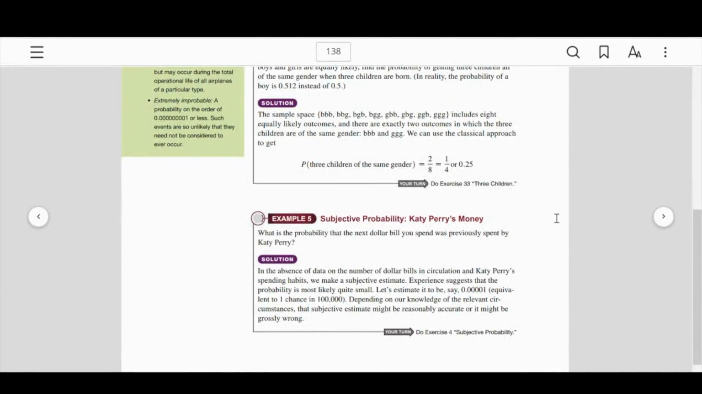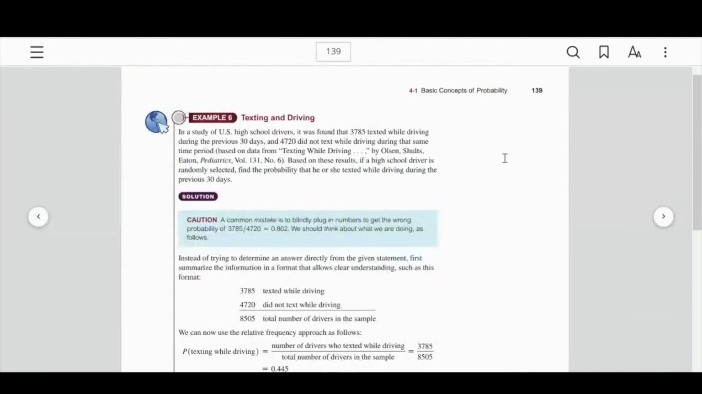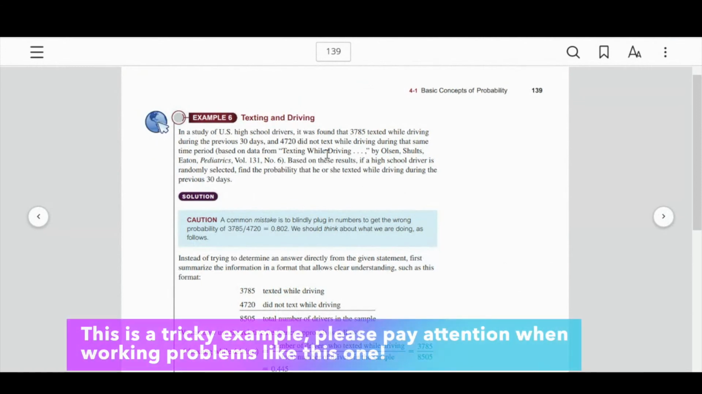This is interesting. Read this. It's fun. You and Katy Perry spend the same money. Texting and driving, yeah. Be careful with this.